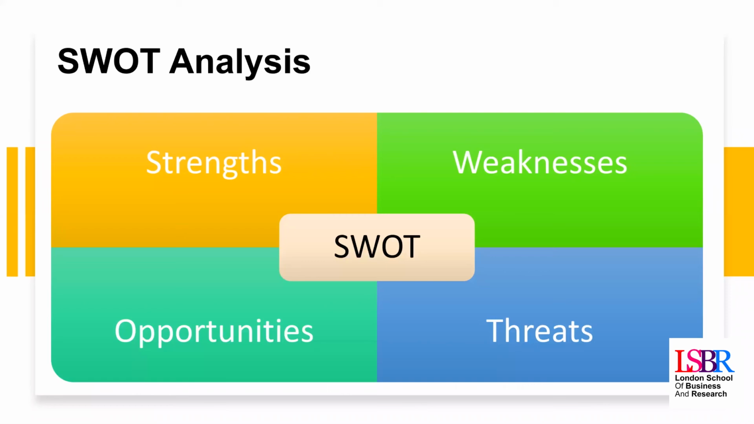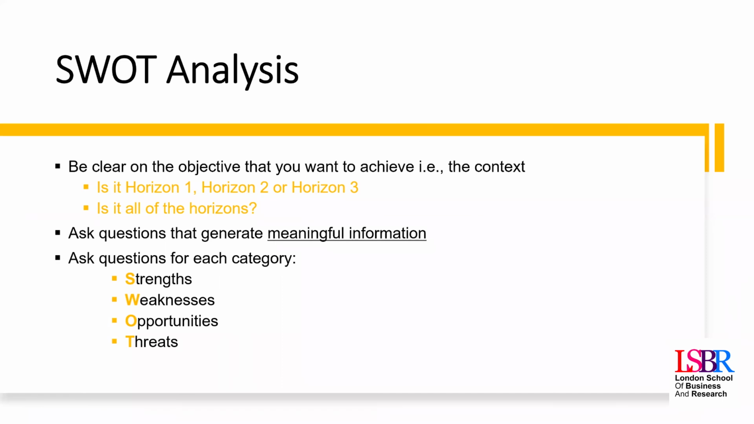How does it all come together? So you will do what's called a 2x2 matrix, so a 2x2 grid, and you will dot out your strengths, your weaknesses, your opportunities, and your threats. Once you've done that, you want to be clear what objective you want to achieve. Now, as I said, you can apply this across Horizon 1, 2, or 3, but if you are doing it for a specific horizon, make it clear, okay?